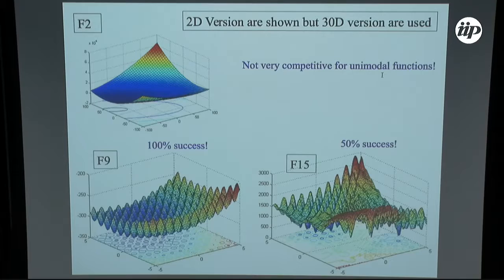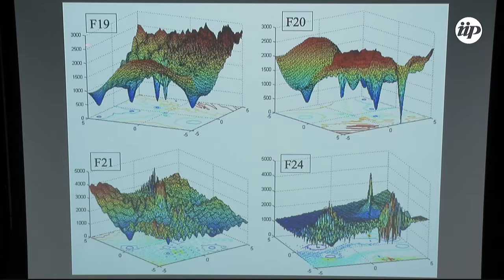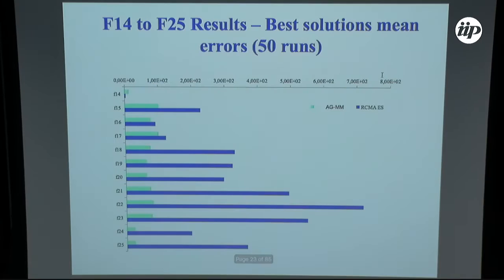For functions 19 to 25, which are highly multimodal and very hard problems in 30 dimensions, we obtained 0% success. But when we compared our algorithm with the best algorithm described in the literature, looking at the mean error over the 50 runs, you observe that for the more complex and difficult functions of the test suite, our mean errors are lower than the best algorithm described in the literature.